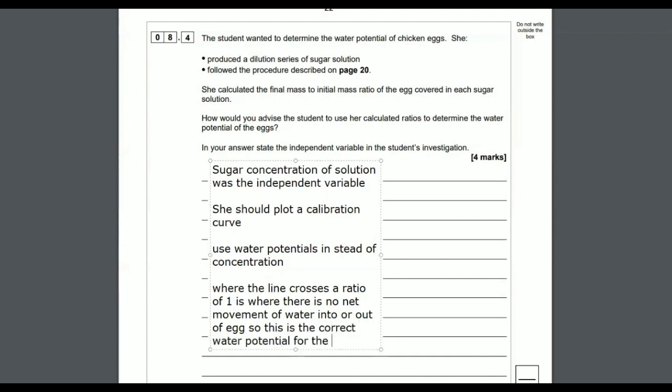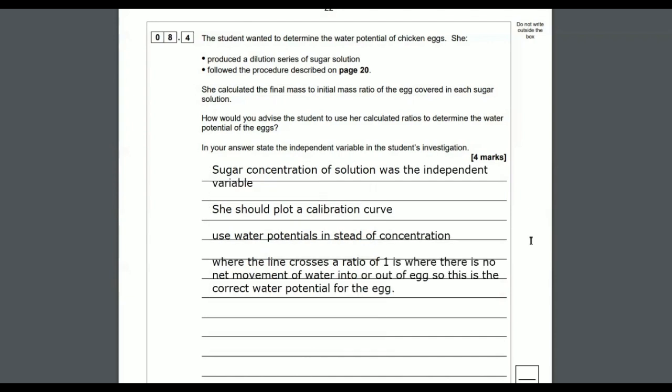And if we want to find the water potential, we need to convert the concentration into water potential, i.e. by looking up, if you have a 0.2 mole per decimeter cubed sucrose solution, what is the water potential of that? So once you know the concentration, you can convert it to water potential.